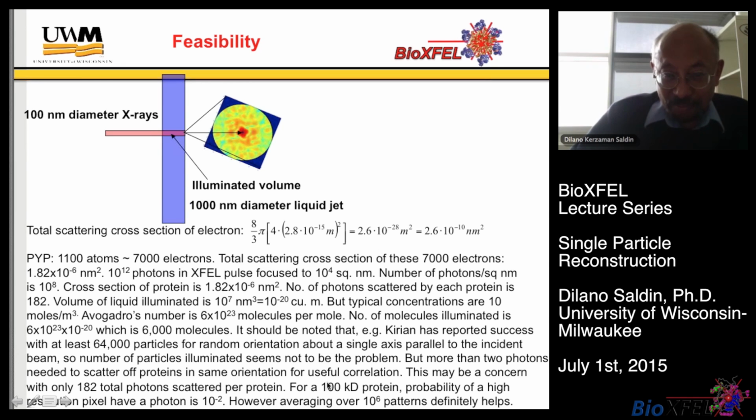A typical protein that people have considered is like a 500 kilodalton protein, and then the probability is quite a bit higher than this. It will be several hundred times higher than this. And the probability of measuring a correlation function is therefore reasonably high. And also we average over a large number of patterns. So even if the correlation function cannot be easily measured on any one diffraction pattern, it can be measured by averaging over a large number.